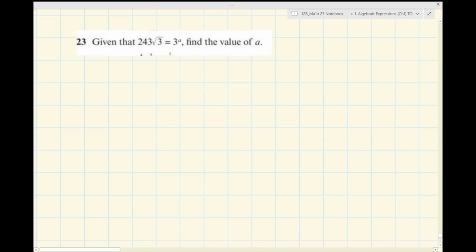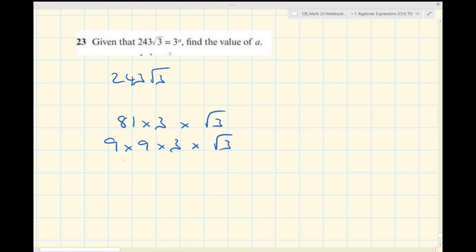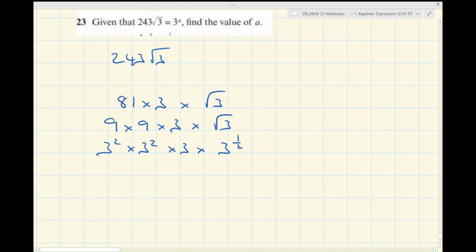Question 23. I have to write 243 multiplied by root 3 as 3 to the power of something. Well, 243, that's 81 times 3. So I've got 81 times 3 times root 3. 81 is 9 times 9. So I've got 9 times 9 times 3 times root 3. 9 is 3 squared, so I've got 3 squared times 3 squared times 3, and I'll write root 3 as 3 to the half.